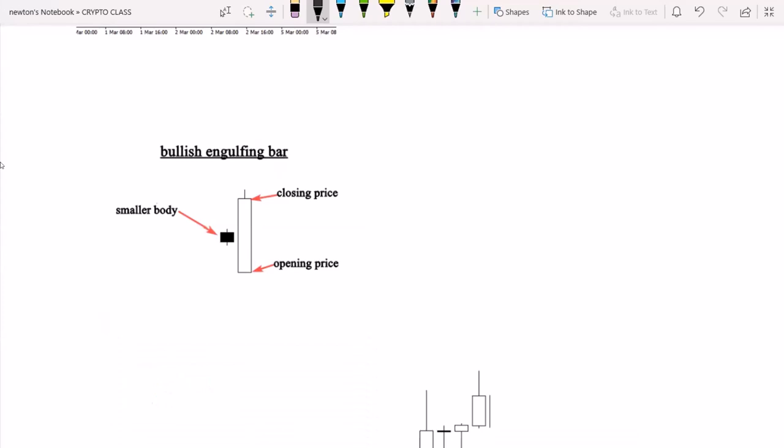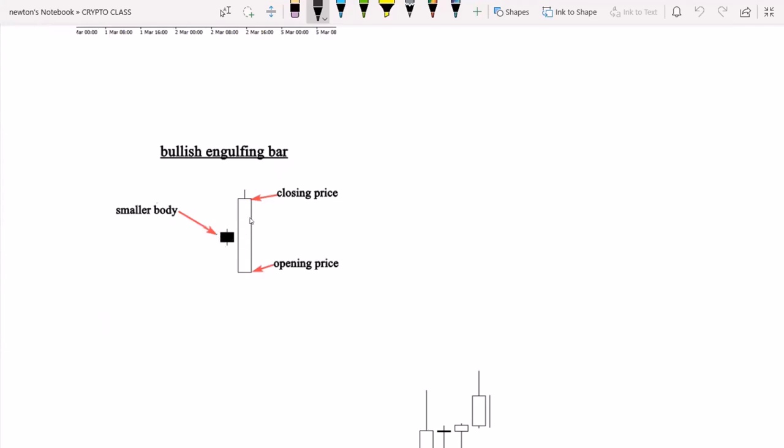Next, we're talking about the bullish engulfing candle, or the bullish engulfing bar. I normally refer to it as the bullish engulfing candle. Now, the bullish engulfing candle consists of two candles, one and two. The first one is a small body, like I said initially, and the other one is the big body. This is the candle that engulfs this small candle. The bigger candle always engulfs the small candle.